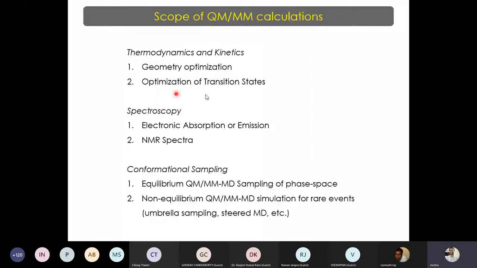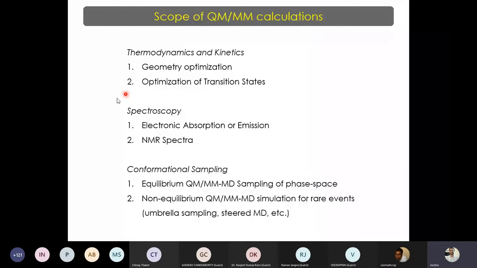A transition state is the highest energy point along the reaction path on a potential energy surface, where certain rules have to be satisfied. We have to check not only the first derivative of energy, but rather the second derivative of energy, because it has to be an energy maximum, right? So it has to be a maximum along all directions except for one. And that transition state can also be obtained. Therefore, thermodynamics and kinetics related questions can be answered.